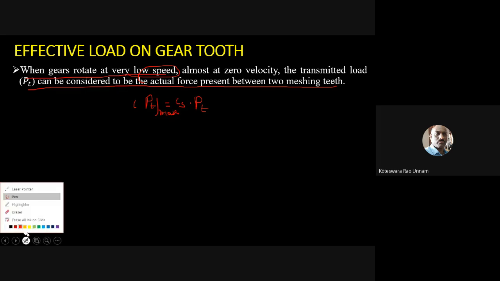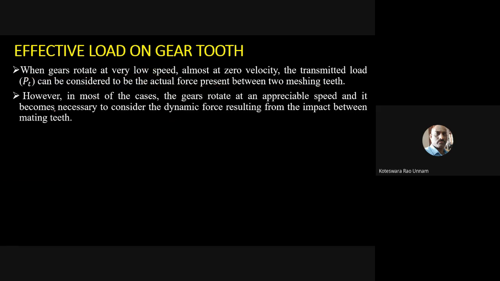So now if I want to introduce that correction factor, however, in most of the cases, the gears rotate at an appreciable speed and it becomes necessary to consider dynamic force resulting from impact between the mating teeth. So when the speed is high, then during the machining there is an impact load on the teeth. Because two gears will come in fast and contact each other, that is nothing but an impact kind of load. So you need to consider a correction for that also.